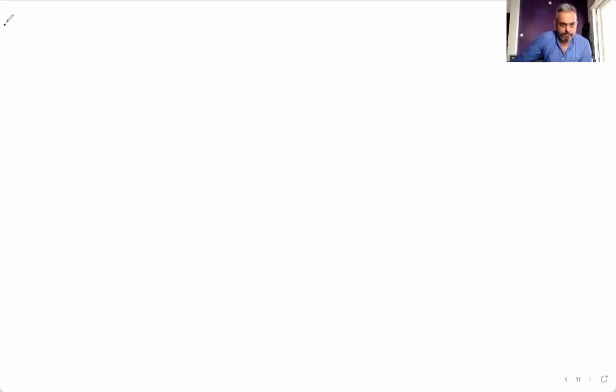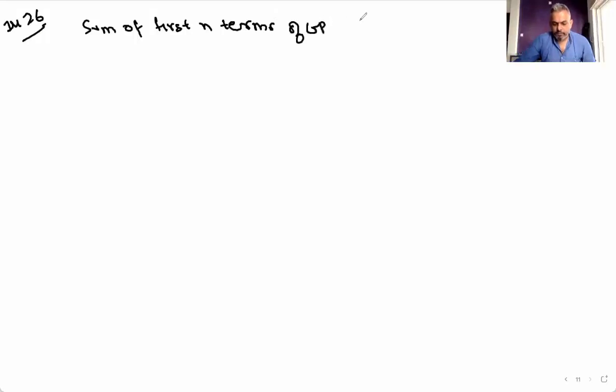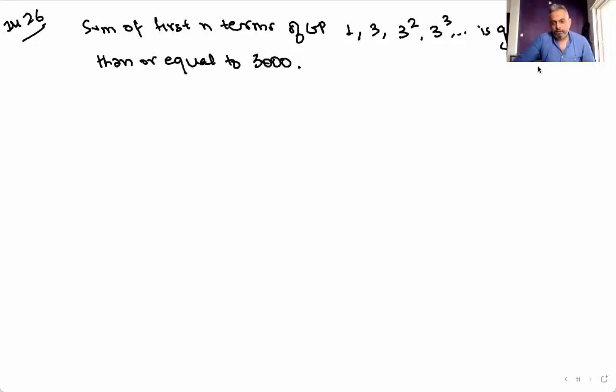Again, important sum. Now, find the minimum value of n such that the sum of the first n terms of the GP 1, 3, 3 square, 3 cube is greater than or equal to 3000. Now pay attention please.